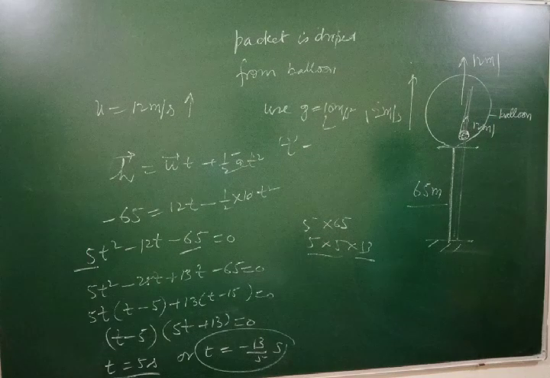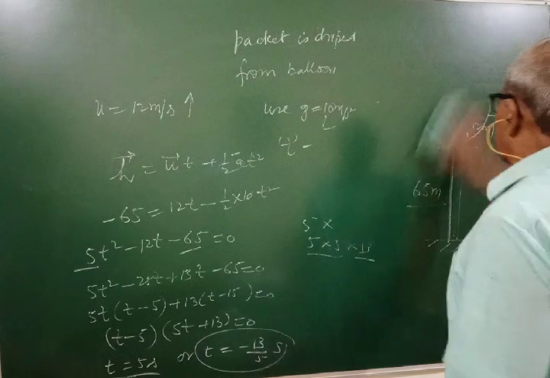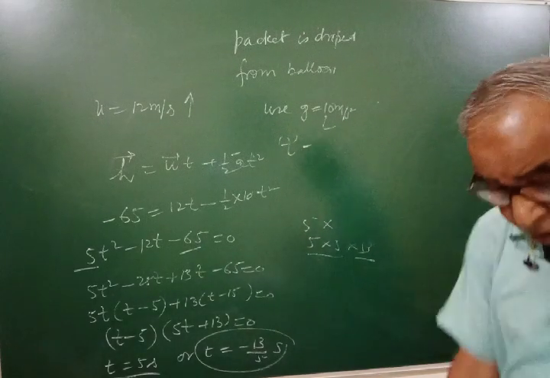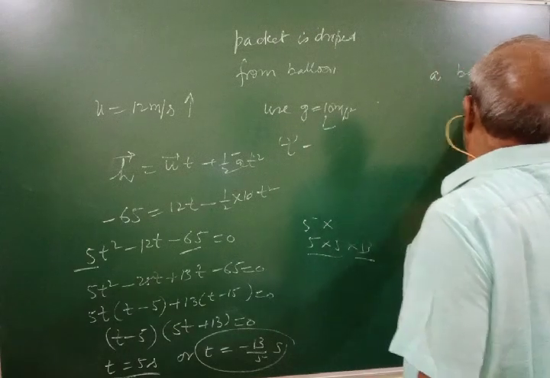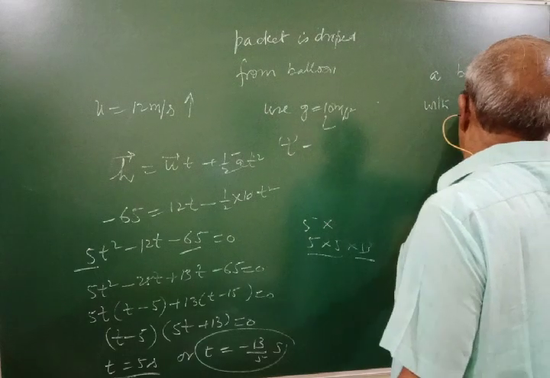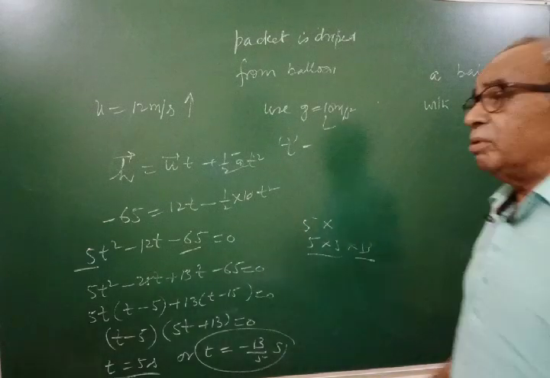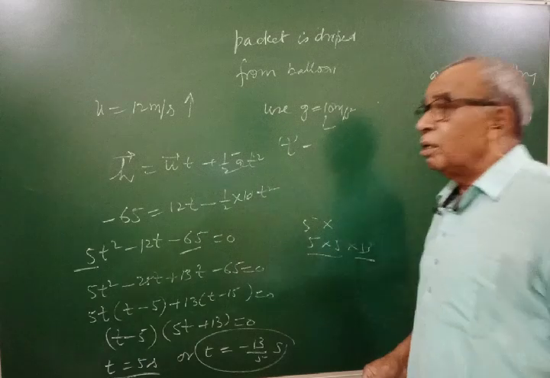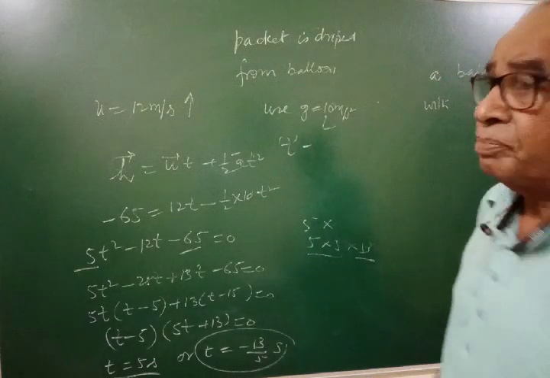So these are two questions based on vector form. I will be using this vector form many times. Suppose I say a ball is thrown vertically upward with 20 meters per second. How much time will it take to return back to the ground or to the thrower's hand?